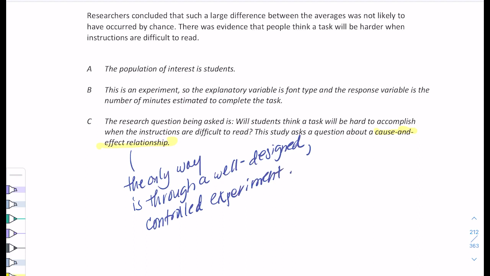So I'll say that again because it's very important that the only way that you can determine a cause and effect relationship is through a well-designed, controlled experiment. So you need to have treatment groups. One of them needs to be a control group so that you can determine whether the treatment is working.